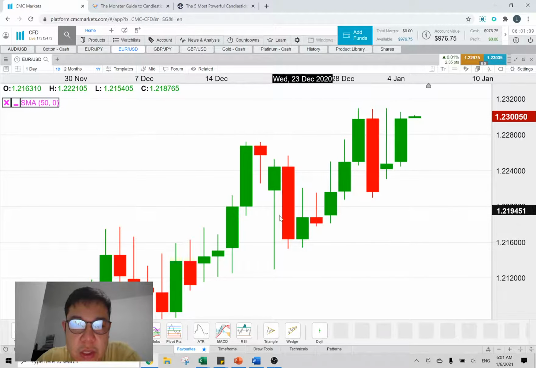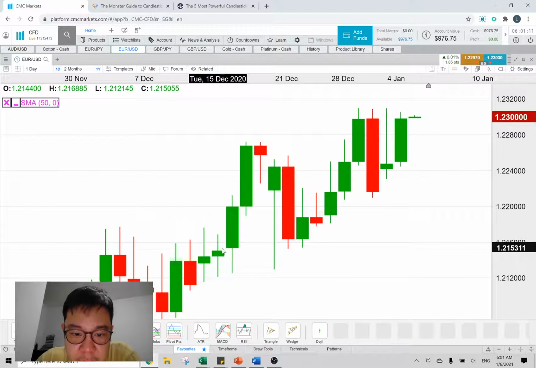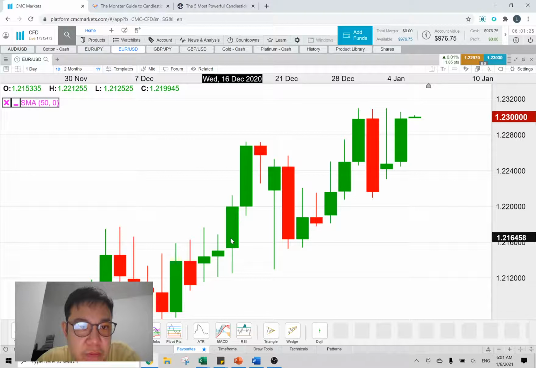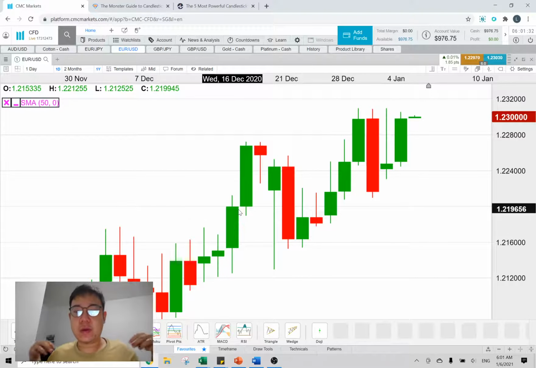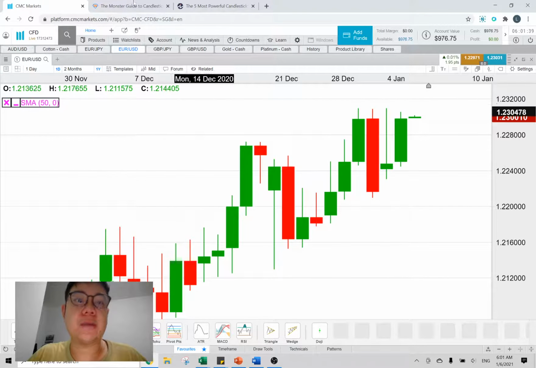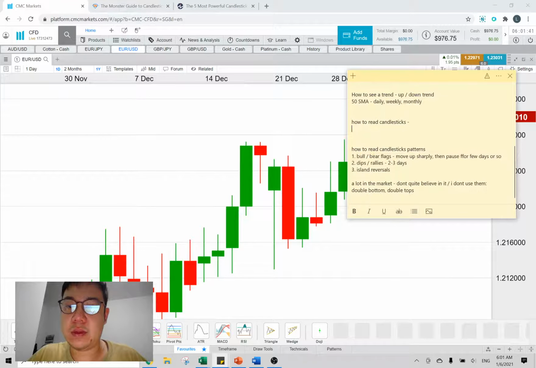Maybe I give one more example, let's say this one. It started from this bottom left, which is the opening 1.215335, and then went all the way down to the low, which is 1.212525, and then went all the way up and closed at 1.219945. Quite technical, but if you don't understand, you just rewatch. Quite straightforward. So green is up, red is down. Okay, done.